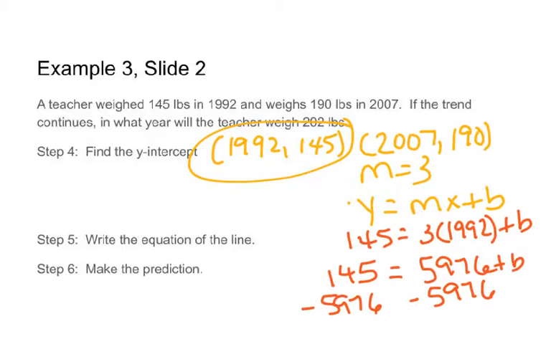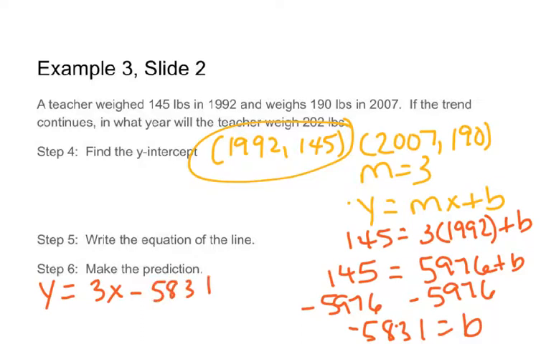It's not saying that she weighed negative 5,831 to start with. That is how many years ago it would have been if she was gaining only 3 pounds all this time. So our equation of our line is y equals 3x minus 5831.